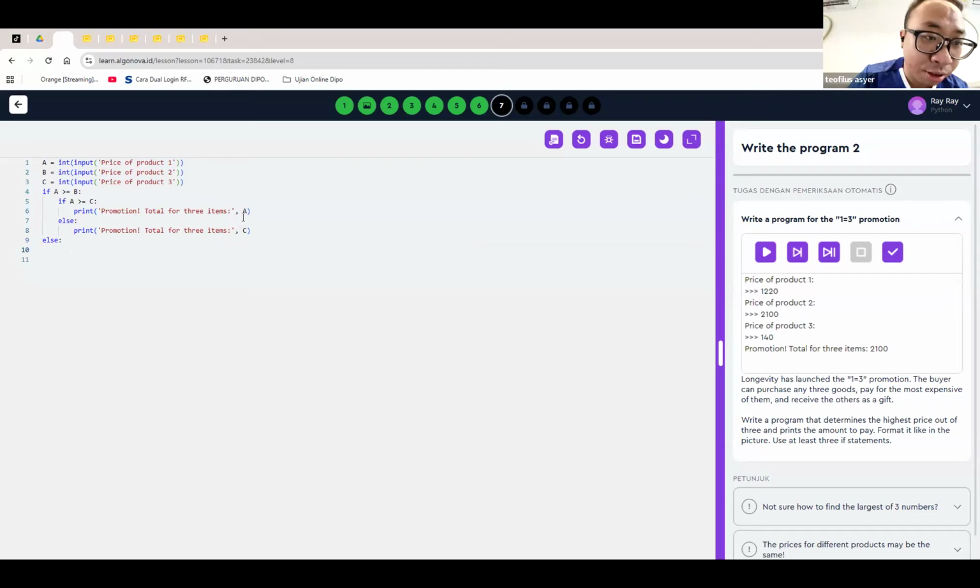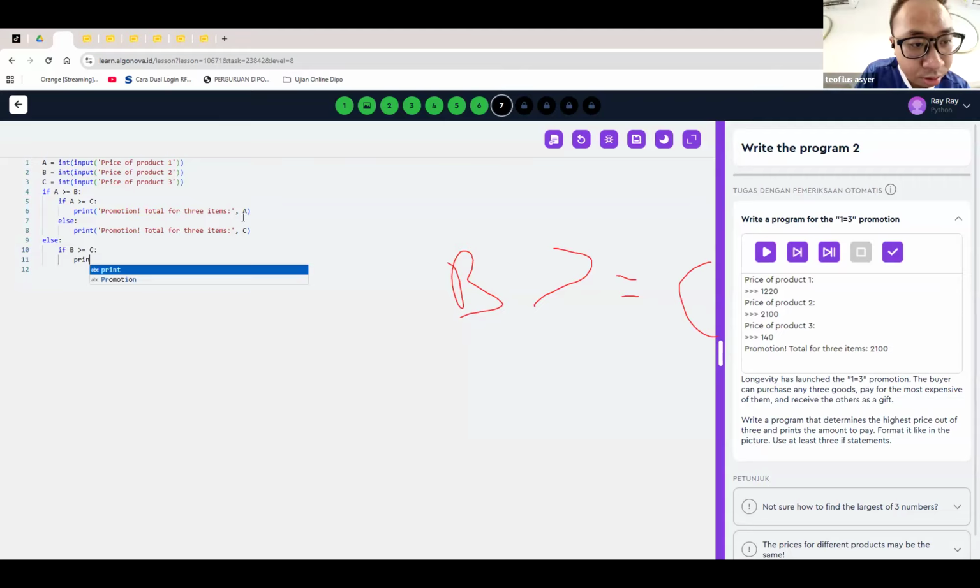You have to use another if. Okay, if, and now we're talking about B bigger than or equal. What is it? C, right? Okay, colon. Okay, and then enter the next line. Print. Yeah, promotion, blah blah blah.